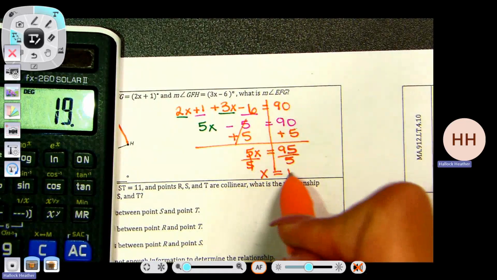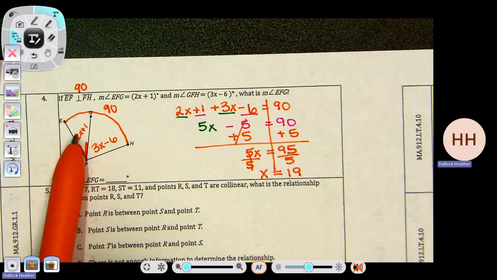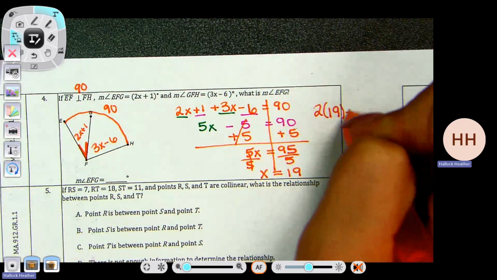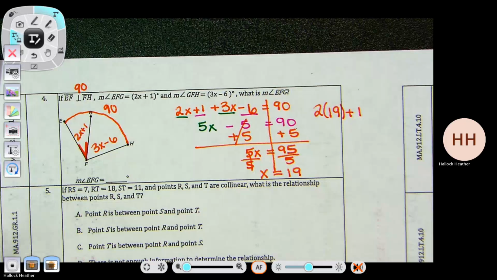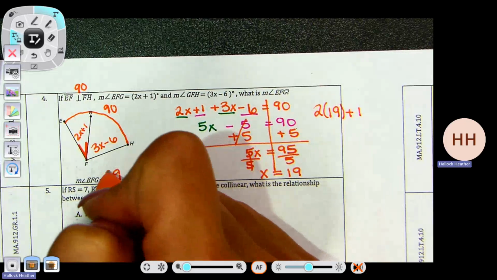So x equals 19. So if x is 19, I'm plugging it back into EFG. So I'm doing 2 times 19, and I'm adding 1. So 39 degrees.